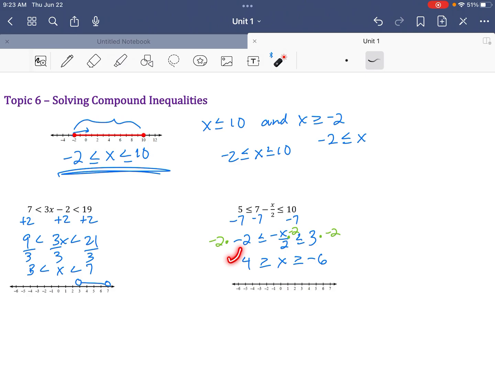Okay, so technically this is an answer, but notice how it's backwards. We always want to have the smallest number to the largest number, and these symbols need to be facing the other way. It needs to look like this. So we're going to flip it around. We're going to put x, flip our symbols, put the smallest number here and the 4 there. Okay, so then we have a properly written expression. So everything between 4 included and -6 included. All right, there we go. And that is that. Bye-bye.